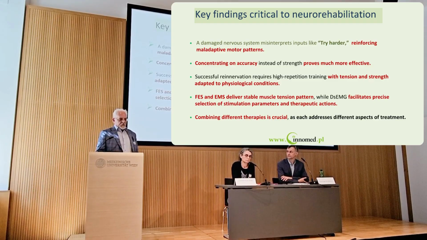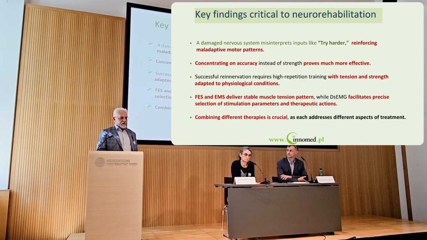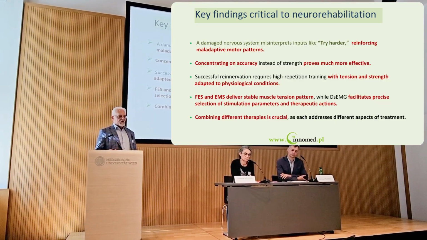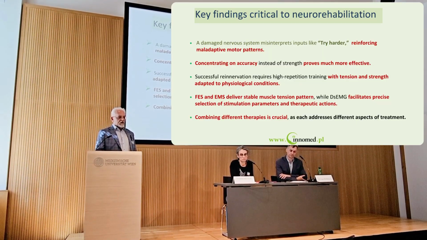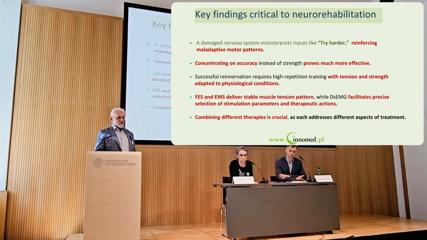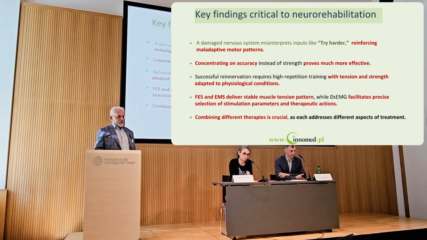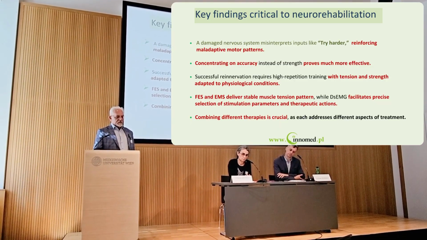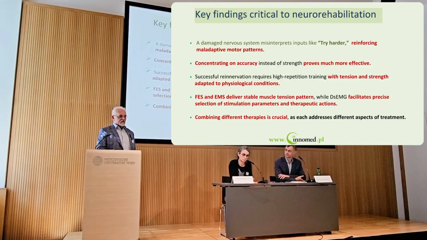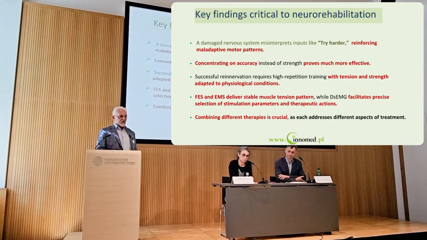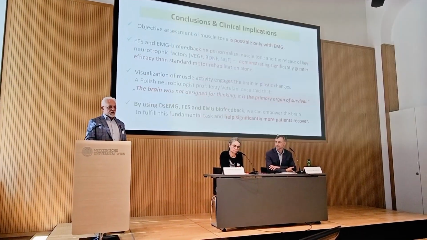A damaged nervous system misinterprets inputs like try harder, reinforcing maladaptive motor patterns. Concentrating on accuracy instead of strength proves much more effective. Successful innervation requires high repetition training with tension and strength adapted to physiological conditions. FES and EMS deliver stable muscle tension pattern, while dynamic sEMG facilitates precise selection of stimulation parameters and therapeutic actions. Combining different therapies is crucial, as each addresses different aspects of treatment.